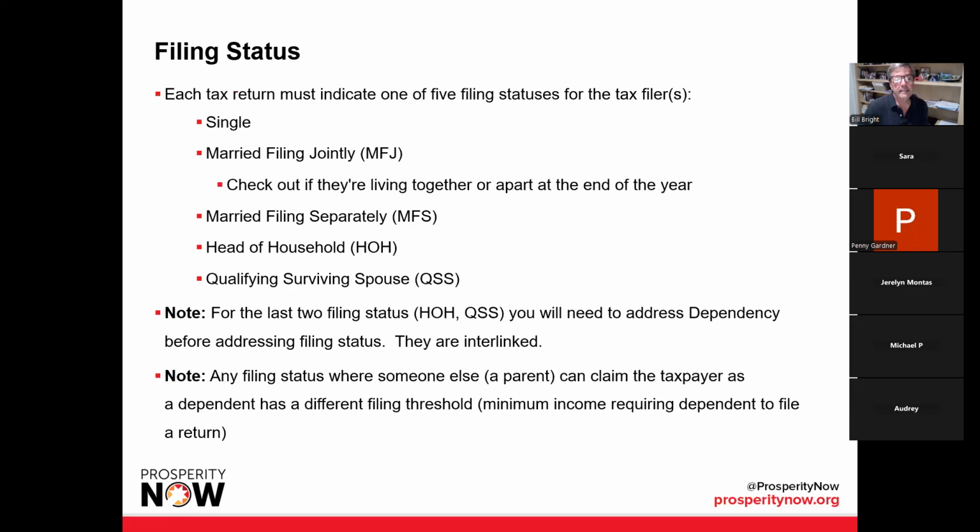Now, filing status. Again, there are five filing statuses: single, married filing joint, married filing separately, head of household, and qualifying survivor spouse. Again, the last two involve having a dependent. The first three do not necessarily. It is what it is.